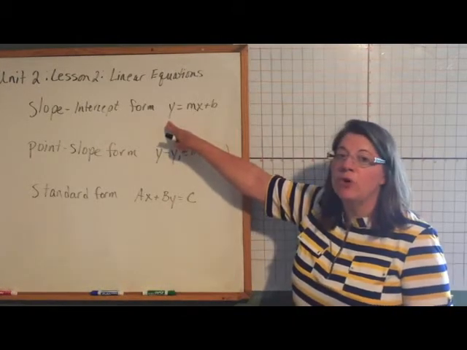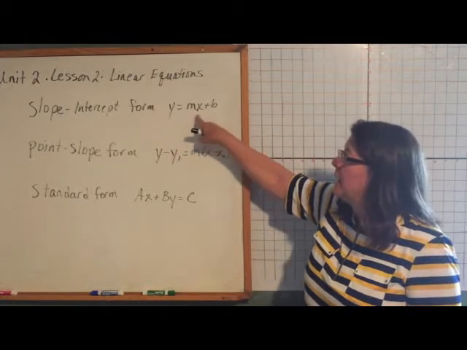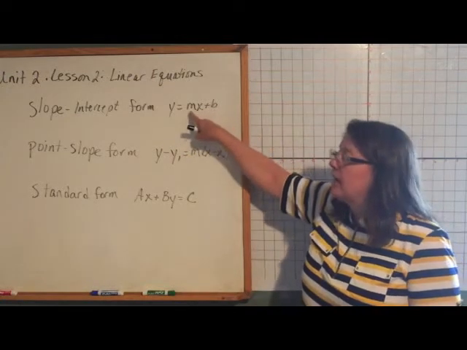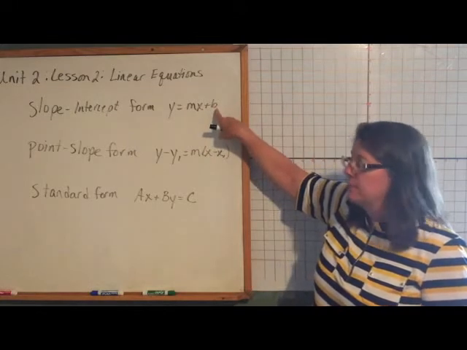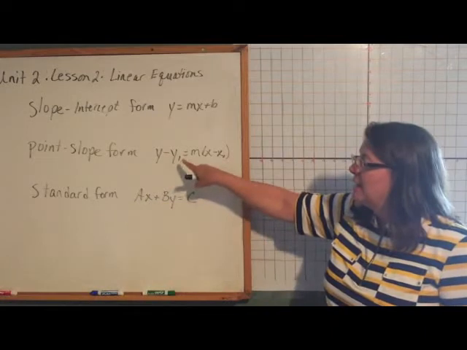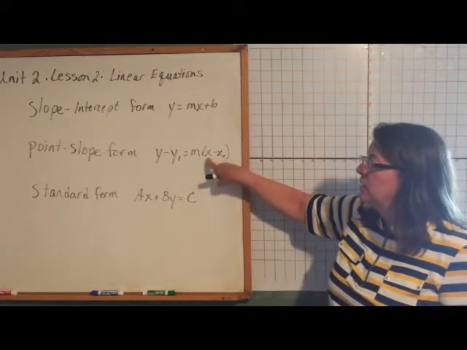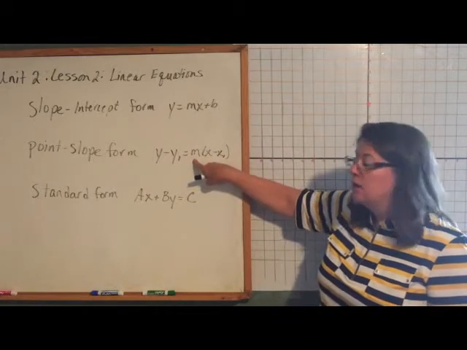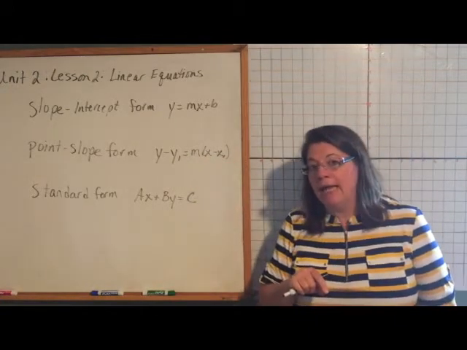Slope-intercept form, which is probably the most commonly used, is y equals mx plus b, where m is the slope and b is your y-intercept. Point-slope form is y minus y1 equals m times x minus x1, where m is your slope and x1, y1 is an ordered pair on the line.